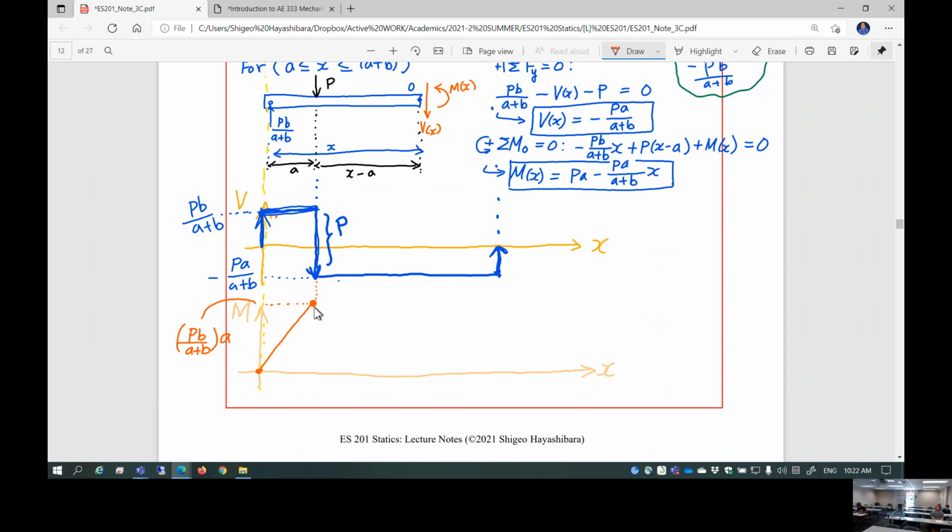In other words, delta M is the area under the shear diagram. This is the constant slope. Slope is this value, starting from 0 all the way to the point where you apply P. The value is this. Is it technically PB over A plus B times X, not A? Because X equals A here. Oh, okay. That's right. Good question though. Okay, anyways.